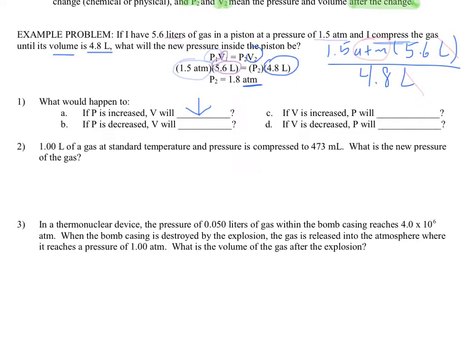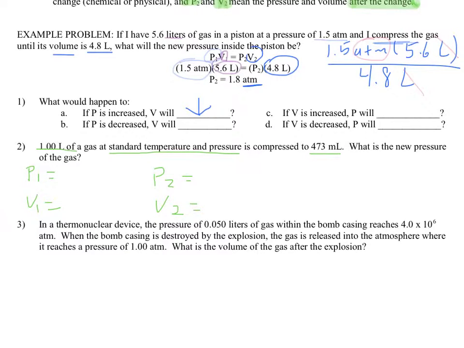If I have 1 liter of gas at standard temperature and pressure, anytime you see standard temperature and pressure, make sure you underline it or something. That should be very important to you. And it is compressed to 473 milliliters. If you struggle with this type of algebra at all, you need to go through and identify all of your variables before you get started. So my possible variables are P1, V1, P2, and V2.